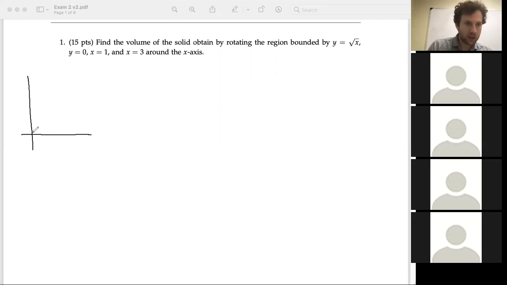So the square root of x is our sideways parabola, looking like this. And so then our other lines, y equals 0 is the x-axis. So let me draw this. Y equals 0, x equals 1, x equals 3. And so we have this kind of shape here, and we're rotating around the x-axis.